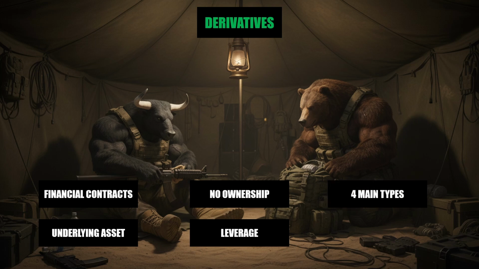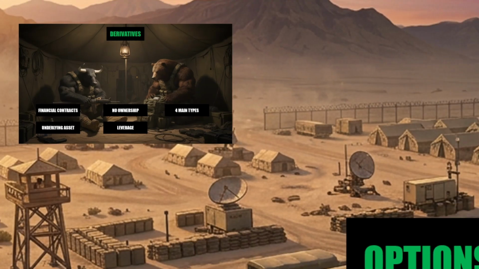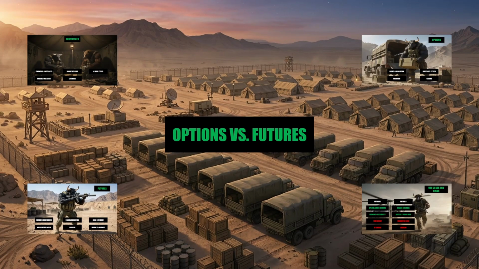There are four main categories of derivatives that you will hear about: options, futures, forwards, and swaps. Forwards and swaps are mostly used by big institutions and banks in over-the-counter deals that retail traders never touch. Today we are focusing exclusively on the two derivatives that are actually accessible to retail traders through standard brokerage accounts, options and futures. These are the ones you can trade on platforms like Interactive Brokers or Robinhood.